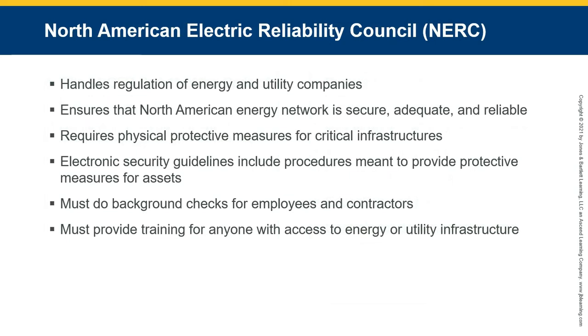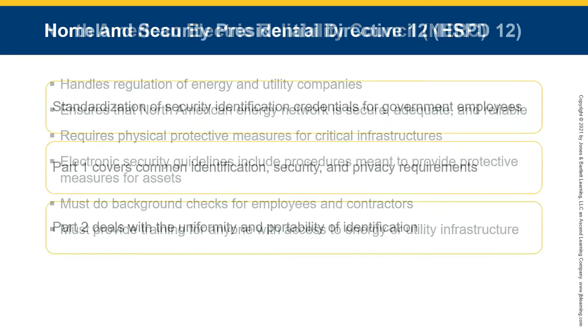North American Electric Reliability Council handles the regulation of energy and utility companies, ensures that the North American energy network is secure, adequate, and reliable, and requires physical protective measures for critical infrastructures. Electronic security guidelines include procedures meant to provide protective measures for access. Must do background checks for employees and contractors. Must provide training for anyone with access to energy or utility infrastructure.